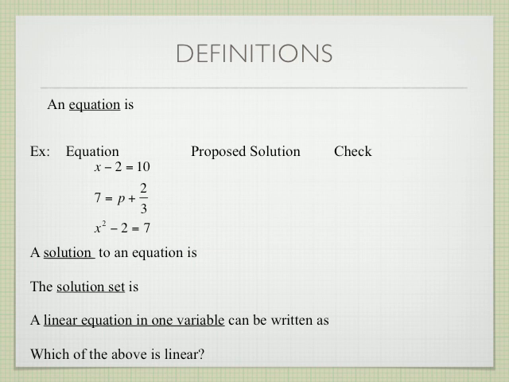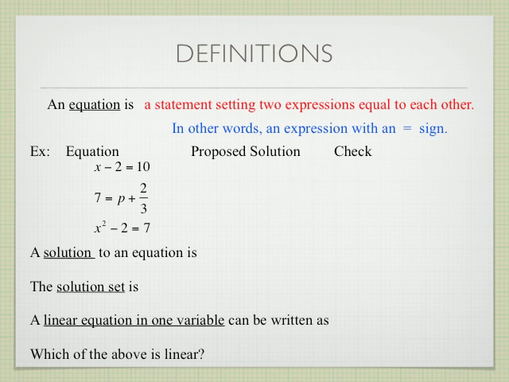First of all, an equation is a statement setting two expressions equal to each other. Remember, an expression is just kind of a jumbled up mess of numbers and letters and operations, plus, minus, whatever. So an equation is just like that, but it's going to have an equal sign in the middle. So in other words, it's an expression with an equal sign. So here are three equations.